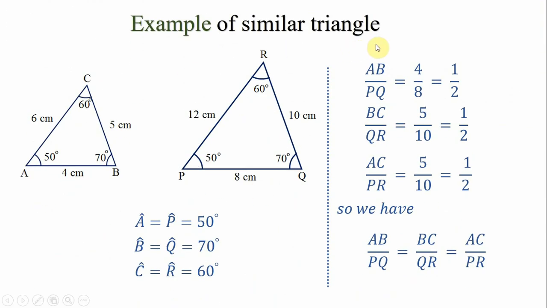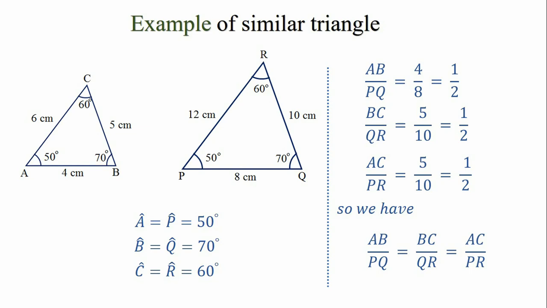Example of similar triangles. We have two triangles in which all the lengths and all the angles are given. Angle A and angle P are equal because both are equal to 50 degrees. Similarly, B and Q are equal, C and R are equal. So all the corresponding angles are equal in these two triangles.